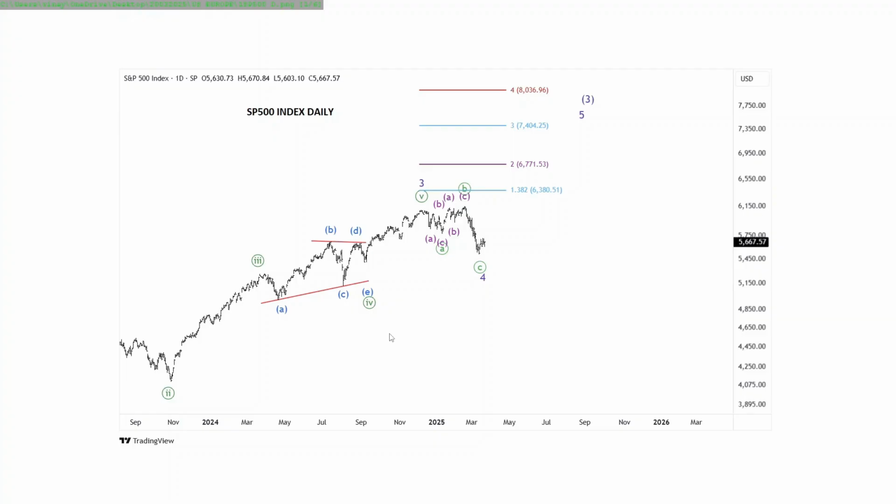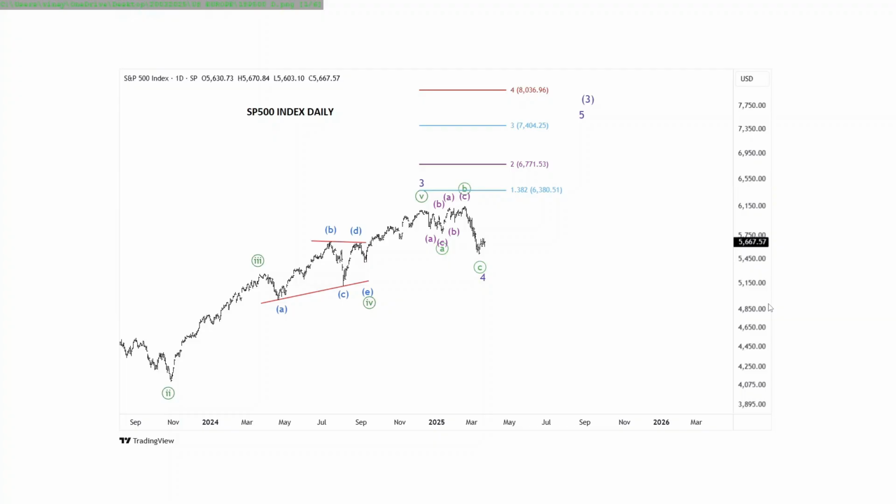So, by applying the reverse Fibonacci ratios, if the minor wave 4 is indeed complete, then the target for this fifth minor wave will be 1.382 Fibonacci level at 6380, and second one is at 6771.53 levels. So these two targets are there for immediate reference, and if S&P 500 rushes up from here, then these will be the first and second targets for wave 5.